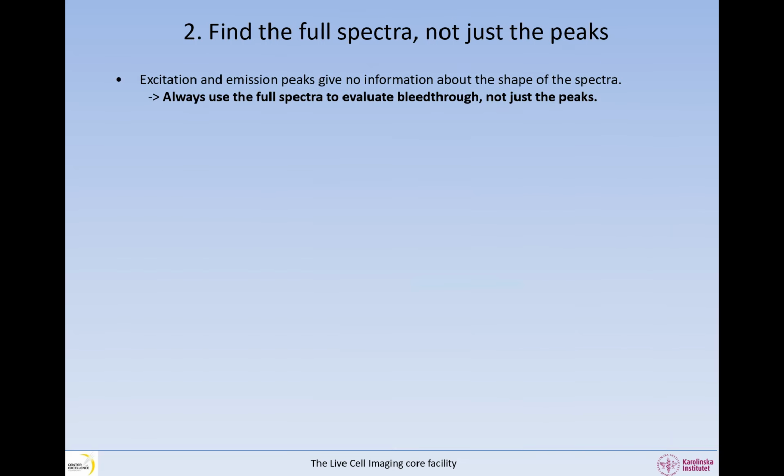Now that you found the exact names of the fluorophores in your sample, the second thing that you need to do is find the full spectra, not just the peak, for the fluorophore. The excitation and emission peaks give no information about the shape of the spectra. Always use the full spectra to evaluate bleed-through, not just the peaks.